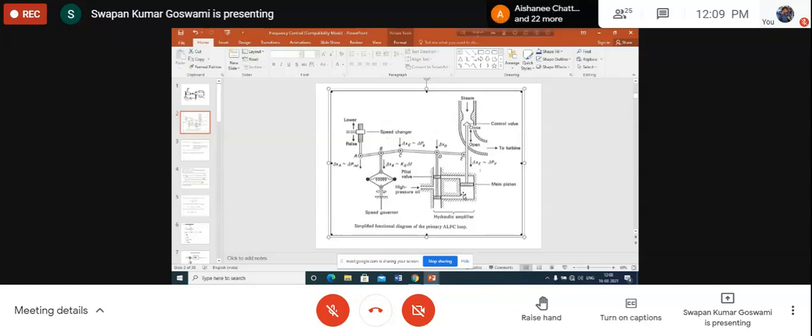As the main piston is coming down, what will happen? Main piston coming down means there will be increased opening, because the opening will be increased if it comes down. So, increased opening of the steam valve. That means more steam will now enter into the turbine.